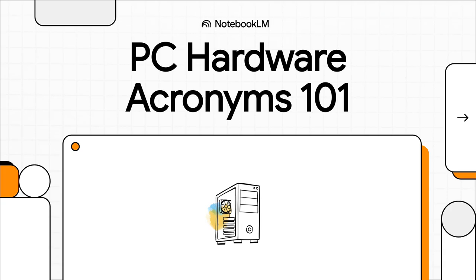Ever look at a PC spec sheet and feel like you're drowning in an alphabet soup of acronyms? Well, you are in the right place. Today we're going to decode all those essential acronyms so you have a really clear picture of what's going on inside your machine, especially if you're jumping into IT or computer science.